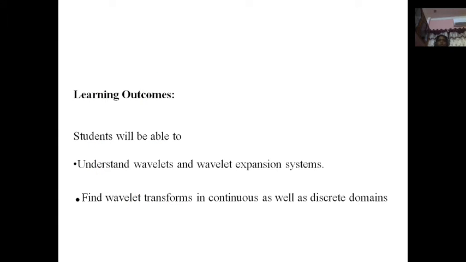What are the outcomes we are expecting after completion of this? Those who are learning this have to understand wavelets and wavelet expansion systems, and find the wavelet transforms in the continuous as well as the discrete domain.